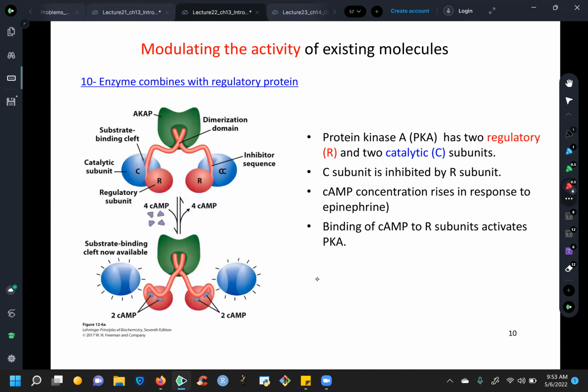Modulating the activity of existing molecules. 10. Enzymes combined with regulatory protein. Protein kinase A has 2 regulatory R and 2 catalytic C subunits. The C subunit is inhibited by the R subunit. Cyclic AMP concentration rises in response to epinephrine. This one's a fact that you should probably know. I'm going to make a flashcard. Binding of cyclic AMP to the R subunit activates PKA.